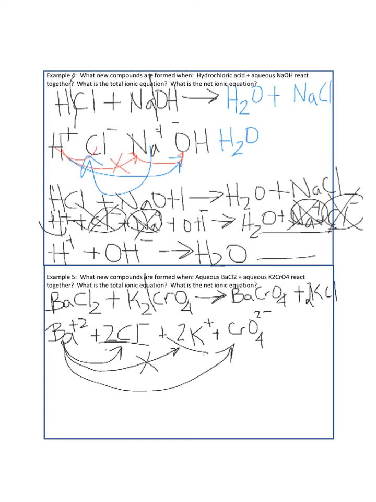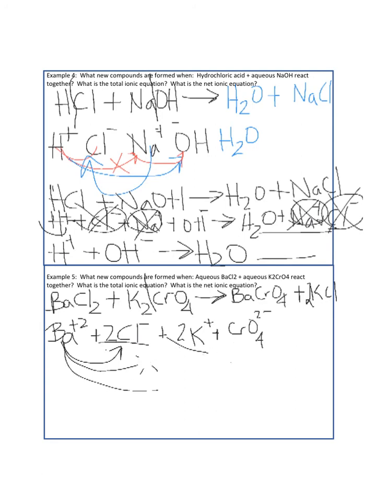So our balanced equation contains one barium on the left, one barium on the right, two chlorines on the left, two chlorines on the right, two potassiums on the left, two potassiums on the right, one chromate on the left, one chromate on the right. So this is our balanced equation, balanced molecular equation. How do we get from here to the total ionic equation? Anybody remember? What do we have to do?